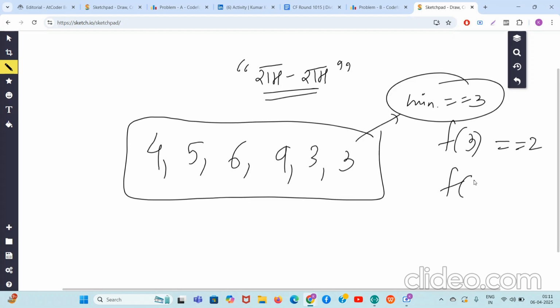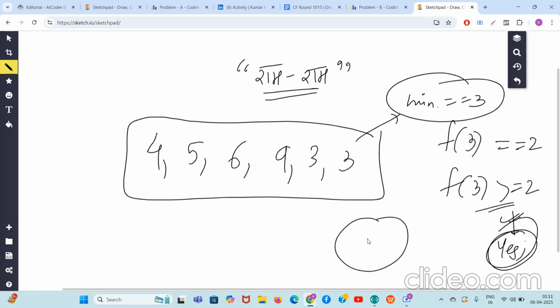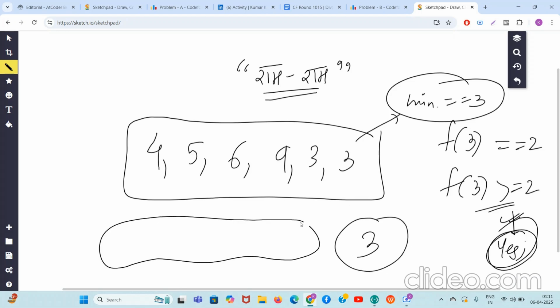So if the frequency of the minimum number is greater than or equal to 2, problem is solved. Output yes. Why yes? Because one minimum number you will write here, another minimum number you will write in this part. Now, no matter what other numbers come here, the minimum of this is 3 and the GCD of 3 is also 3. Both are equal, condition satisfied.